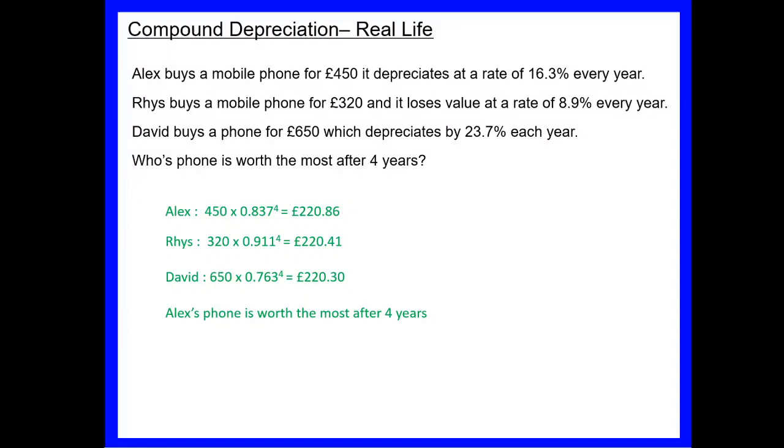Reese's phone then depreciates by less, so it started off being worth less and it goes down by less each year. So our decimal multiplier this time is 0.911, again to the power of 4, means his is worth £220.41. And David started off with the most expensive phone, but it does depreciate the most each year at 23.7%. So our decimal multiplier for him is 0.763 to the power of 4, leaving him with £220.30. So at the end of the 4 years, Alex's phone is worth the most. Not by much, a few pence there, but still worth the most.